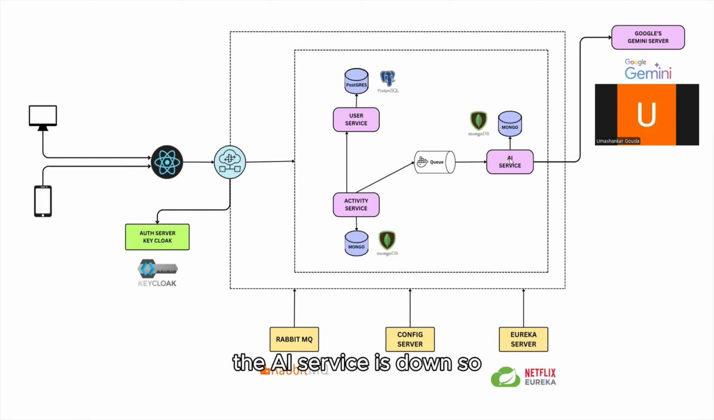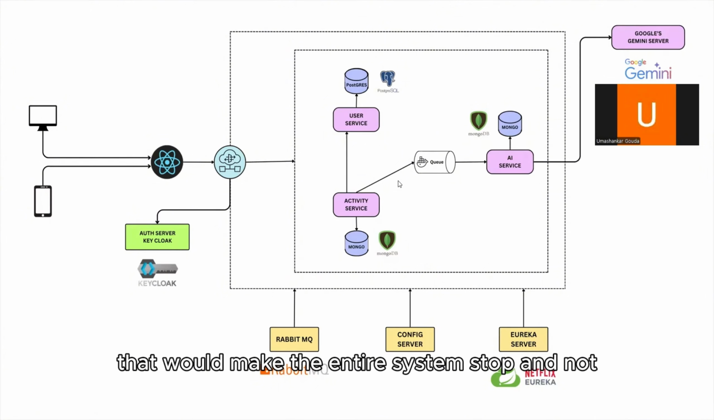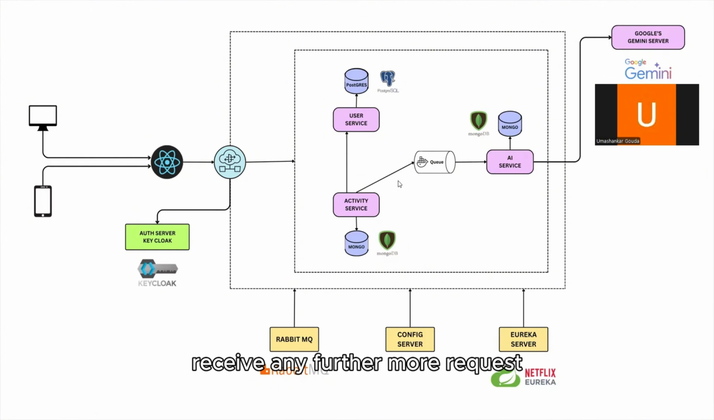The important use case of this asynchronous communication is that, let's say out of these three microservices, the AI service is down. If we had used synchronous communication there, that would make the entire system stop and not receive any further requests because the system is down.